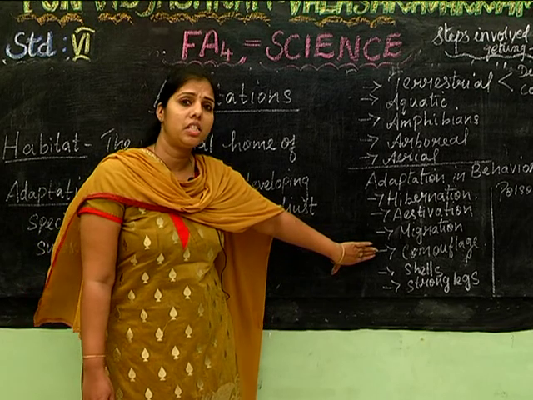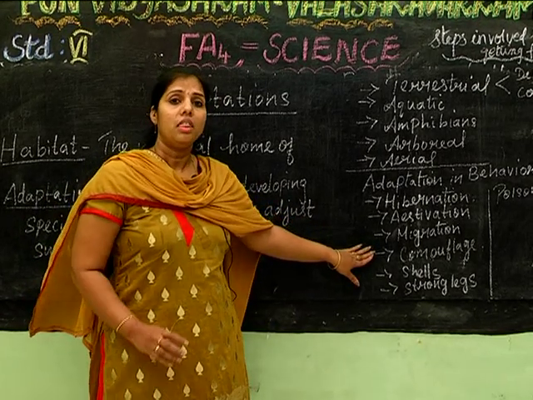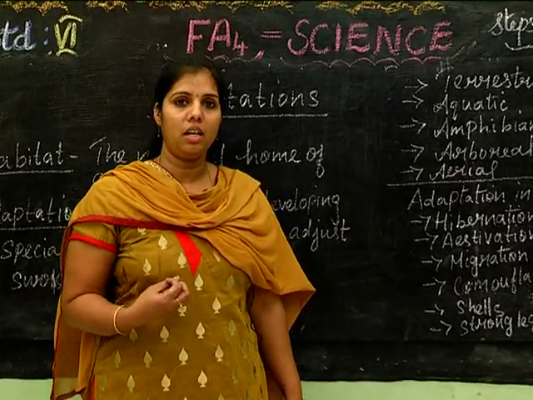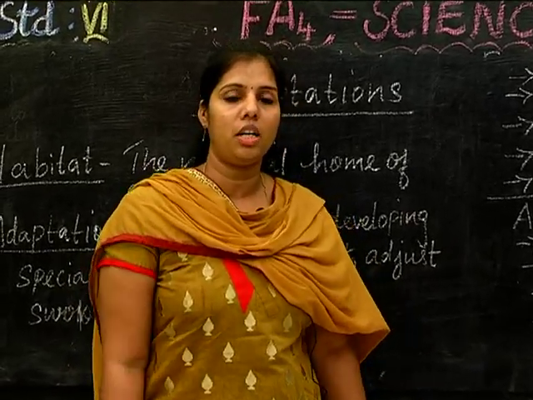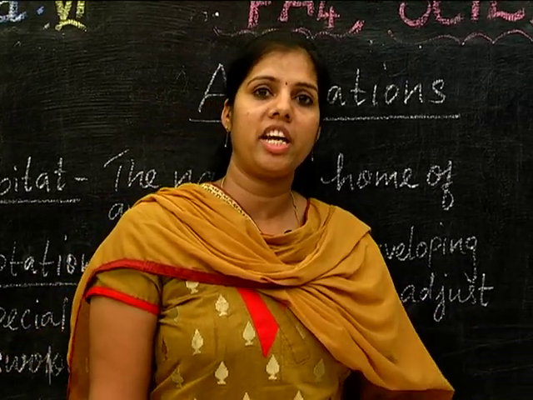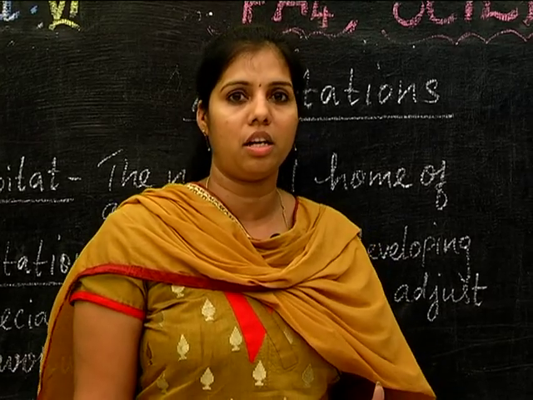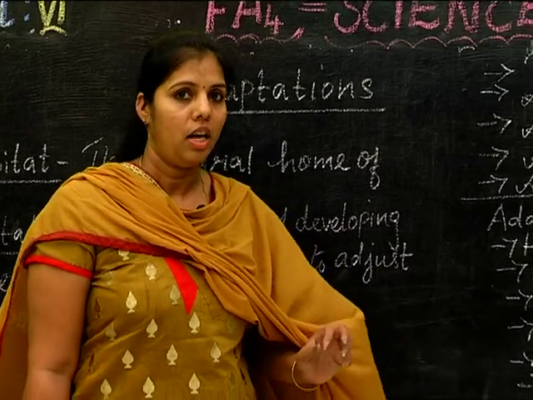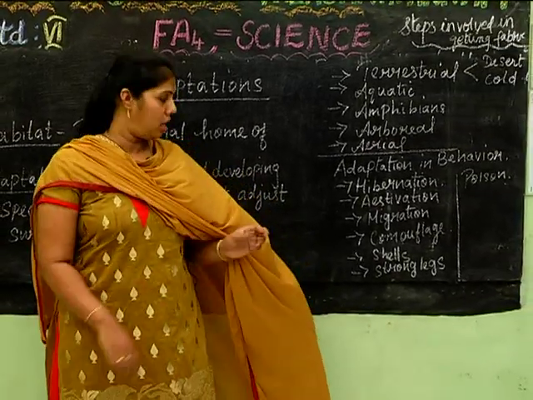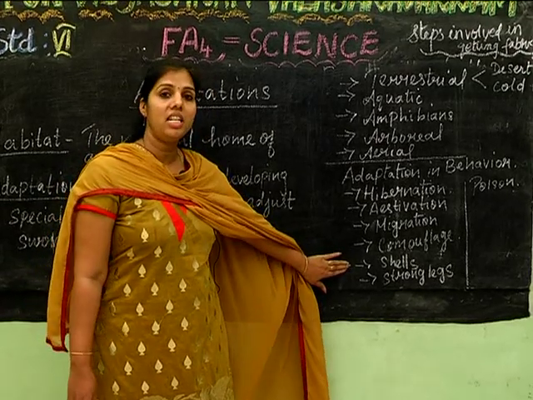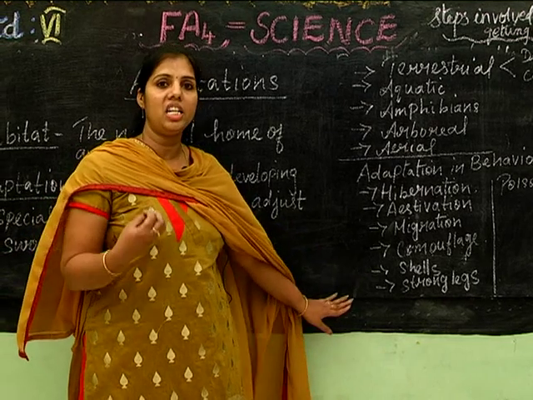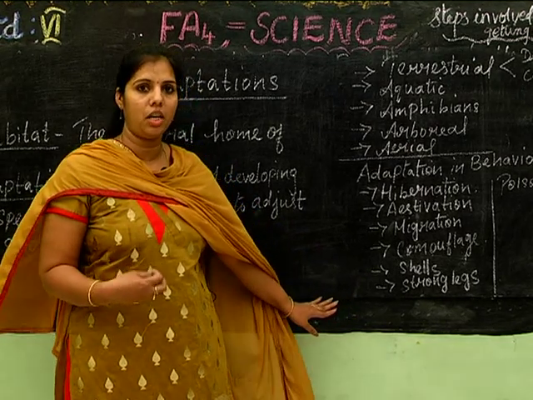Camouflage, which is a form of protection: they change the body color according to the surroundings, and this is called camouflage. For example, the chameleon, as we know, can change its color according to its surroundings to escape from its enemies. And the zebra's stripes also help it to escape from enemies. Shells: snails have a shell which protects them from enemies. They can hide inside the shell and be protected.